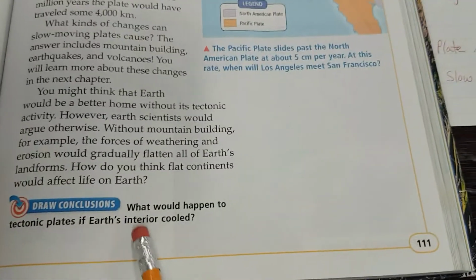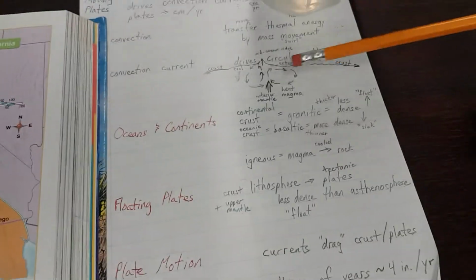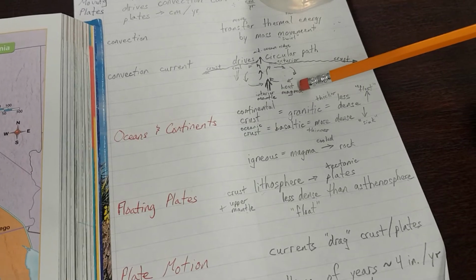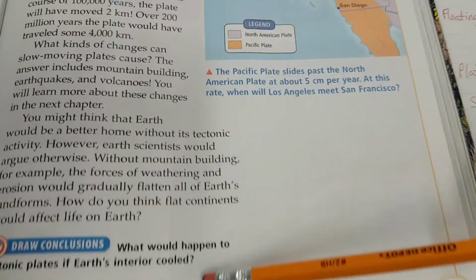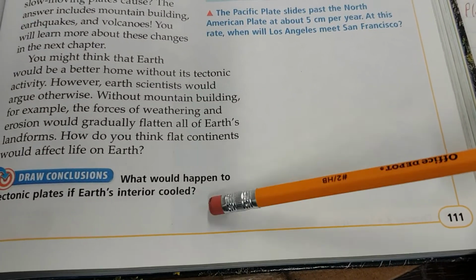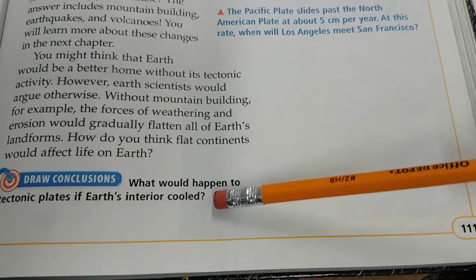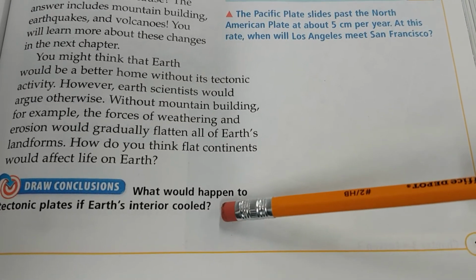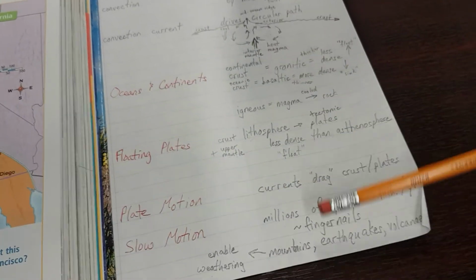Okay, so you see how they ask a question that's the opposite. All of our notes talk about the interior being hot. Their question is the opposite. Make a prediction, right? They're doing a phase 3 connection question here. Predict what would happen if everything in our notes was the opposite.